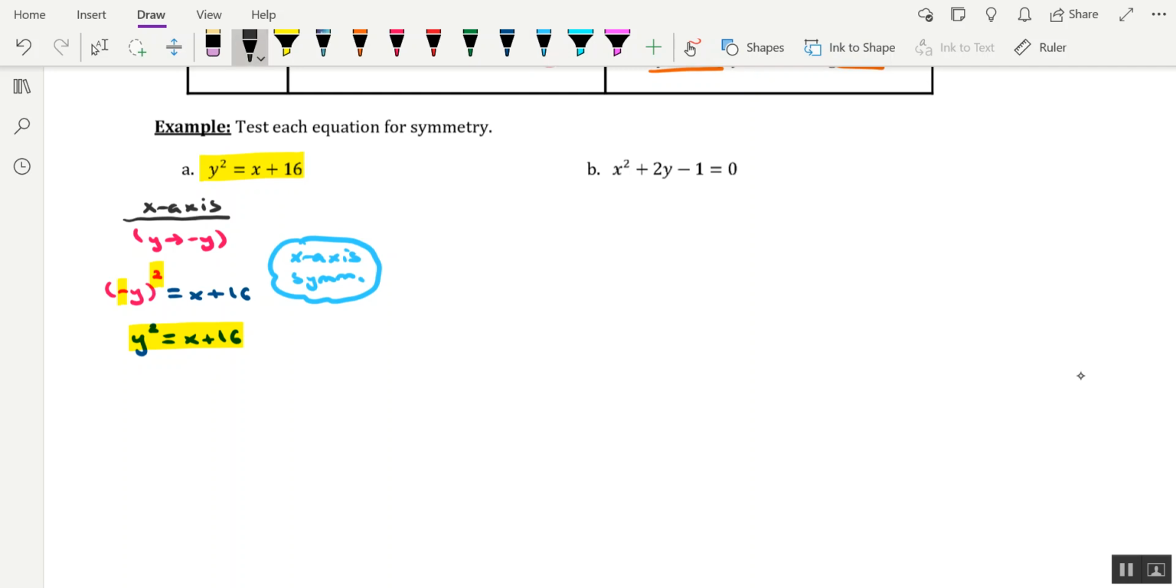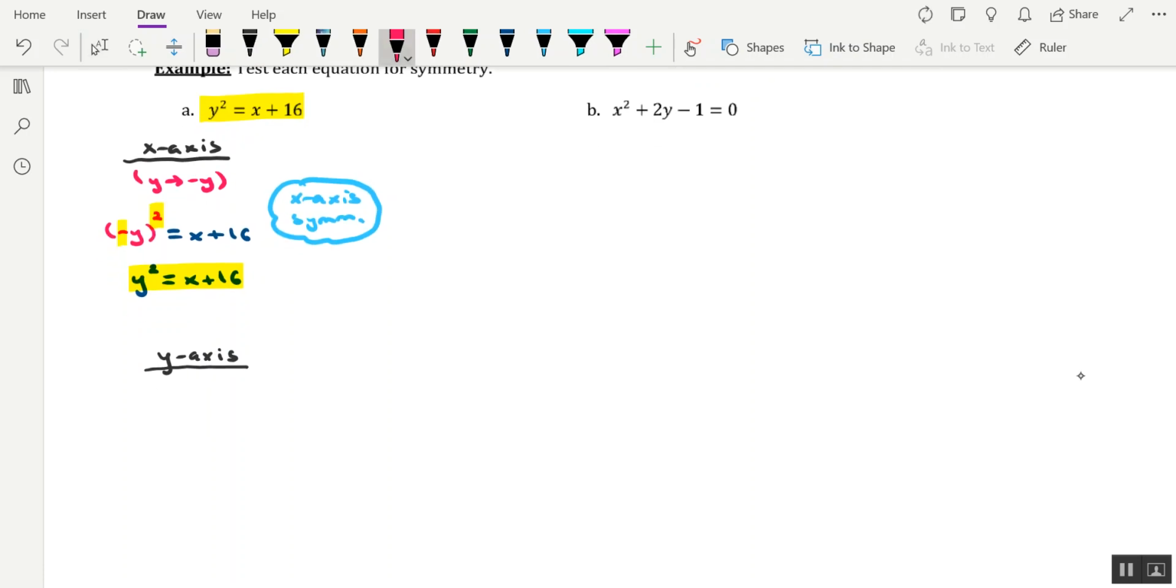Well, let's see if it has any others. Let's look at y-axis. With y-axis symmetry, you're replacing x with negative x. So you're going to replace the x on the right-hand side with negative x, and you'll have y squared equals negative x plus 16. There's really no simplification to do other than removing the parentheses. We get y squared equals negative x plus 16.